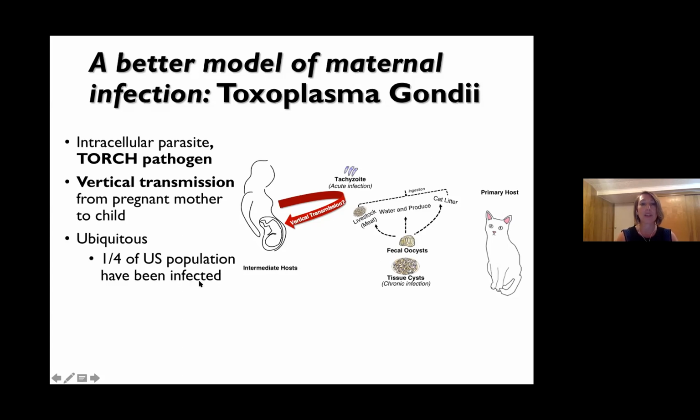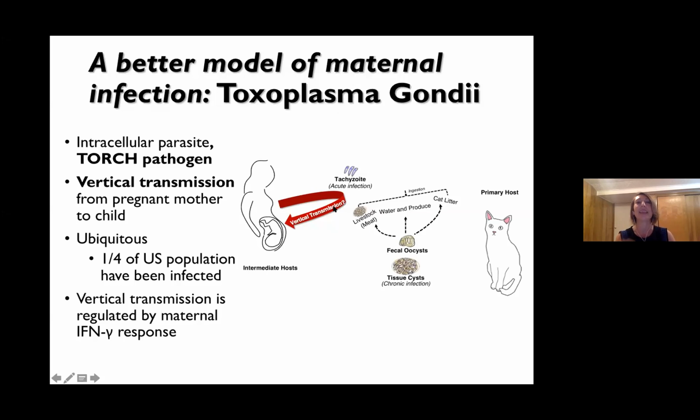Now, as I mentioned, this is a very common and ubiquitous parasite. About a quarter of the US population has been or is chronically infected, but that's relatively low compared to some other countries. For example, in France, where they eat a lot of undercooked sheep meat, chronic infection rates are as high as 90 to 95%. Now, vertical transmission almost only happens during acute infection during pregnancy. So chronic infection in this system is not well studied.